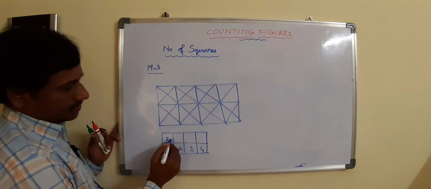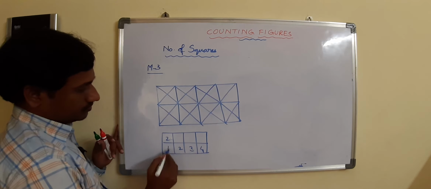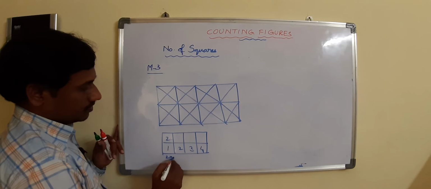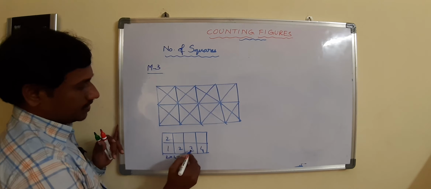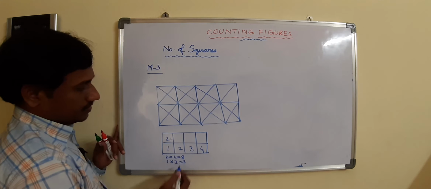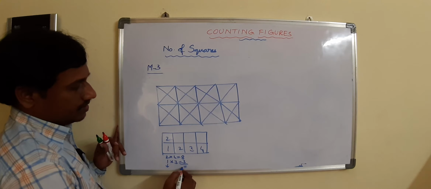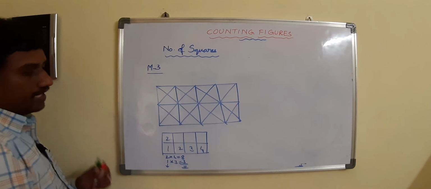Then we have to start finding the product from here. 2 into 4. 2 into 4 is 8. Next 1 into 3. 1 into 3 is 3. That's it. Why? Because if you reduce one more, you will get 0. Then 8 plus 3, 11. And without diagonals, we are having 11.